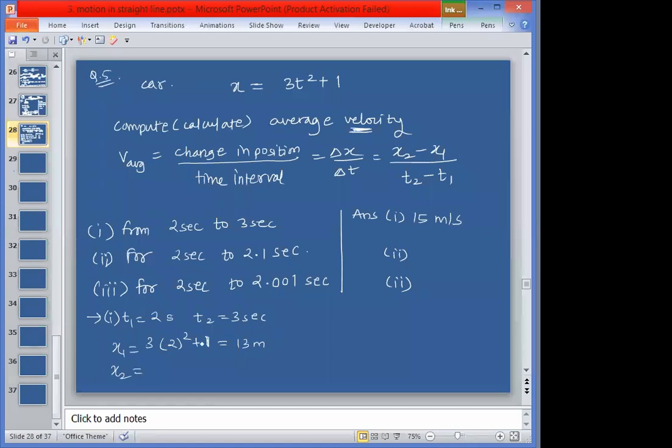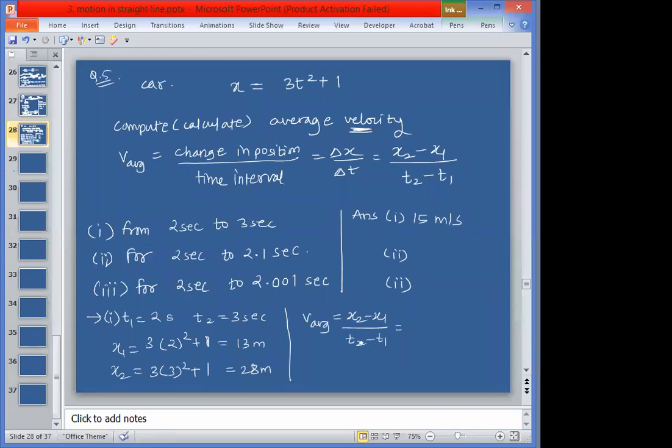Look at x2. x2 will be found by putting time equal to t2. t2 is 3 second. So 3 in the bracket. Put 3 second in place of time. Square. So 3 into time square. Time is 3. So 3 into 3 square plus 1. 3 square is 9. 9 into 3 is 27 plus 1 is 28. Okay. For the first case, average velocity is x2 minus x1 upon t2 minus t1.